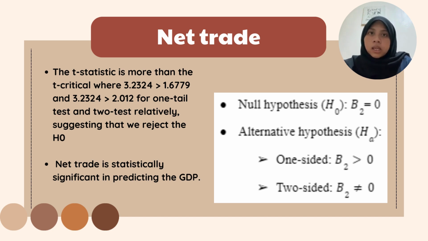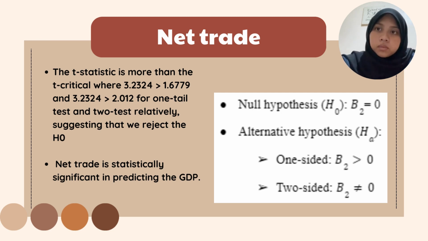Afterward, we calculate the t critical of net trade by using the previous formula and refer to the t table, and we know that the t critical for one tail is equal to 1.6779 and t critical for two tails is equal to 2.012. As a result of the t statistic and also t critical value of net trade, we know that the t statistic is more than the t critical for both tests, which is one tail and also two tails, suggesting that we reject the H0 and conclude that net trade is statistically significant in predicting the GDP.